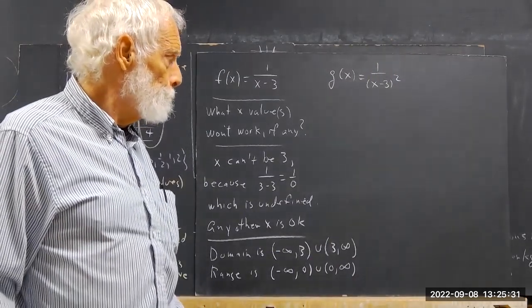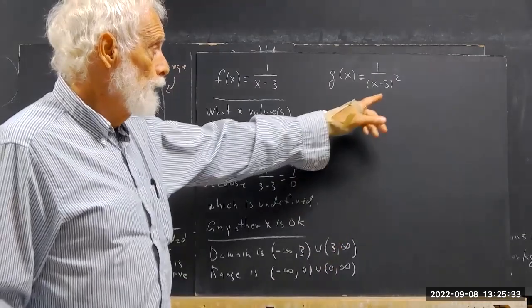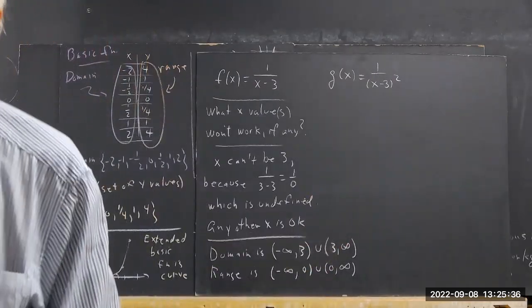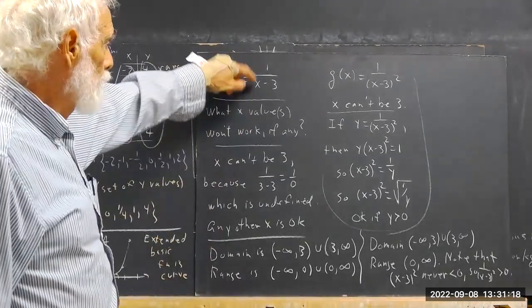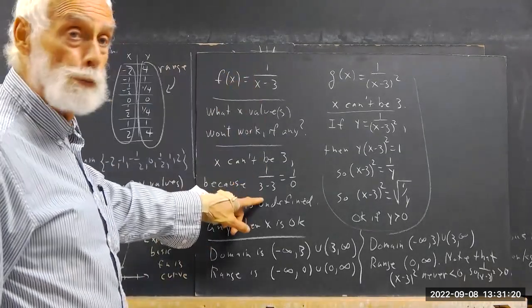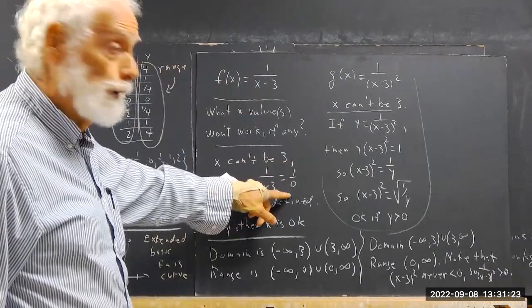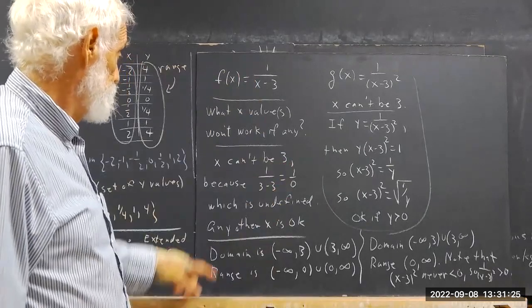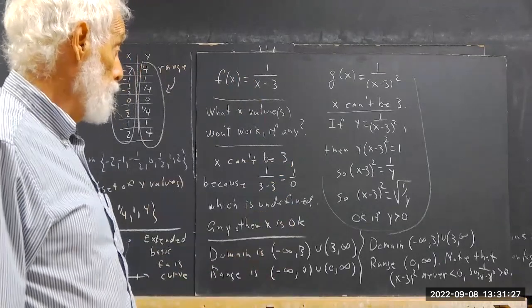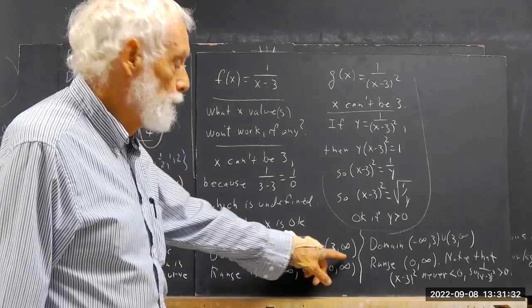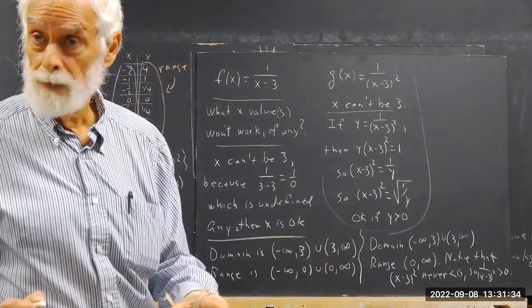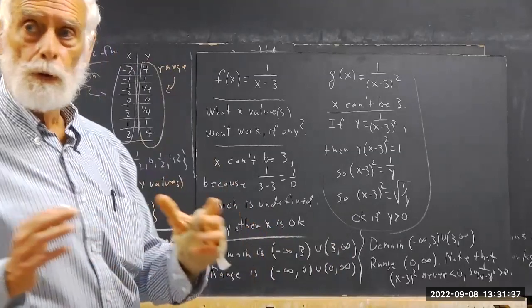Now, are there any other numbers that you can't get when you do this? So again, 1 over x minus 3, x can't be 3, because if x is 3, you're dividing 1 by 0. Any other value of x is okay. The domain goes from negative infinity to 3, and from 3 to infinity, but you have to exclude 3, and that's how you do it. And we'll reinforce that explanation.